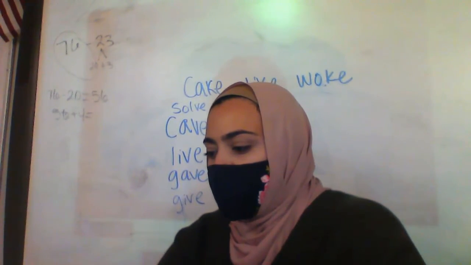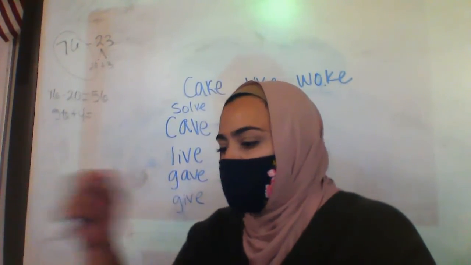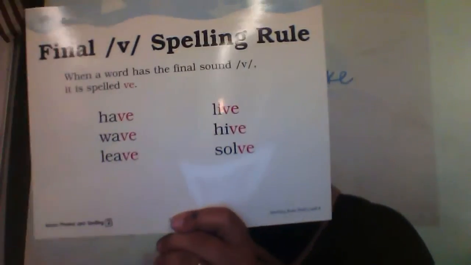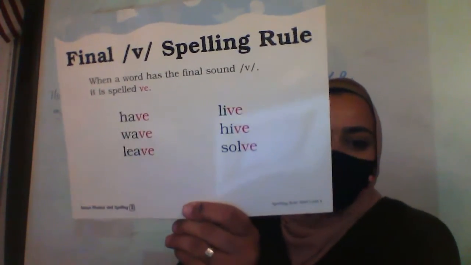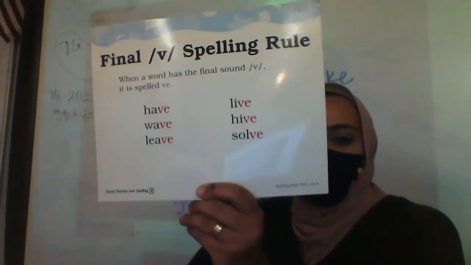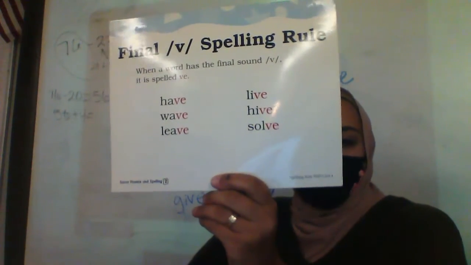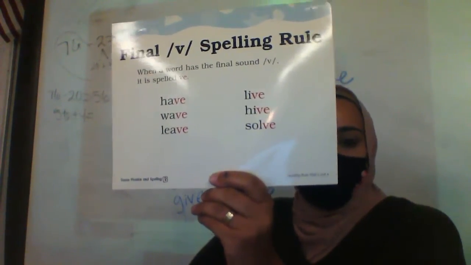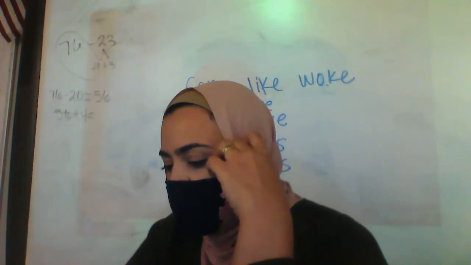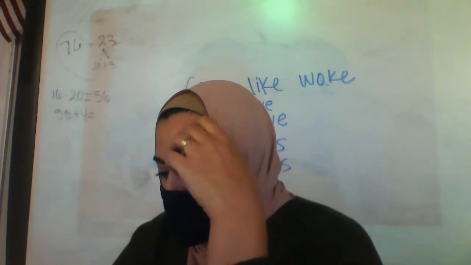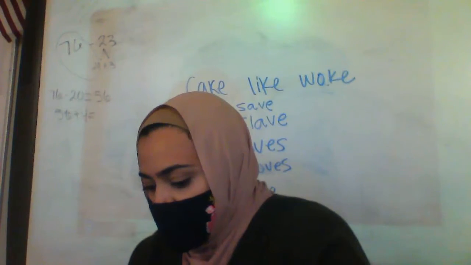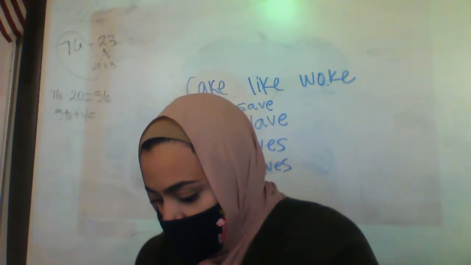I have a new spelling rule wall card to help you remember how we spell the V sound. So it looks like this. Final spelling rule. When a word has the final V sound, it is spelled with VE. Here's some examples. Have, wave, leave, live, hide, solve. Very good. They all end with VE. Excellent job. All right. Let's keep going.